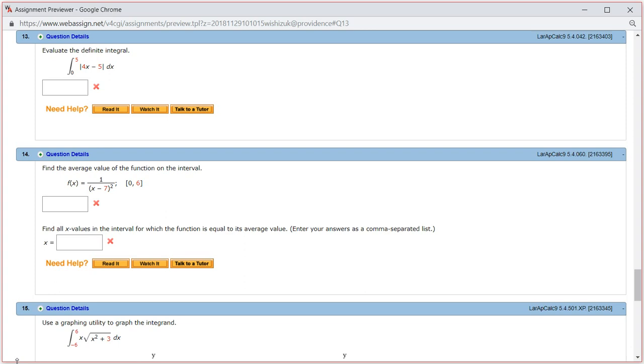All right, let's look at the homework 5.3, 5.4, problem number 13. So let's evaluate this definite integral here. Since the absolute value is a piecewise defined function, we have to split into two separate formulas.